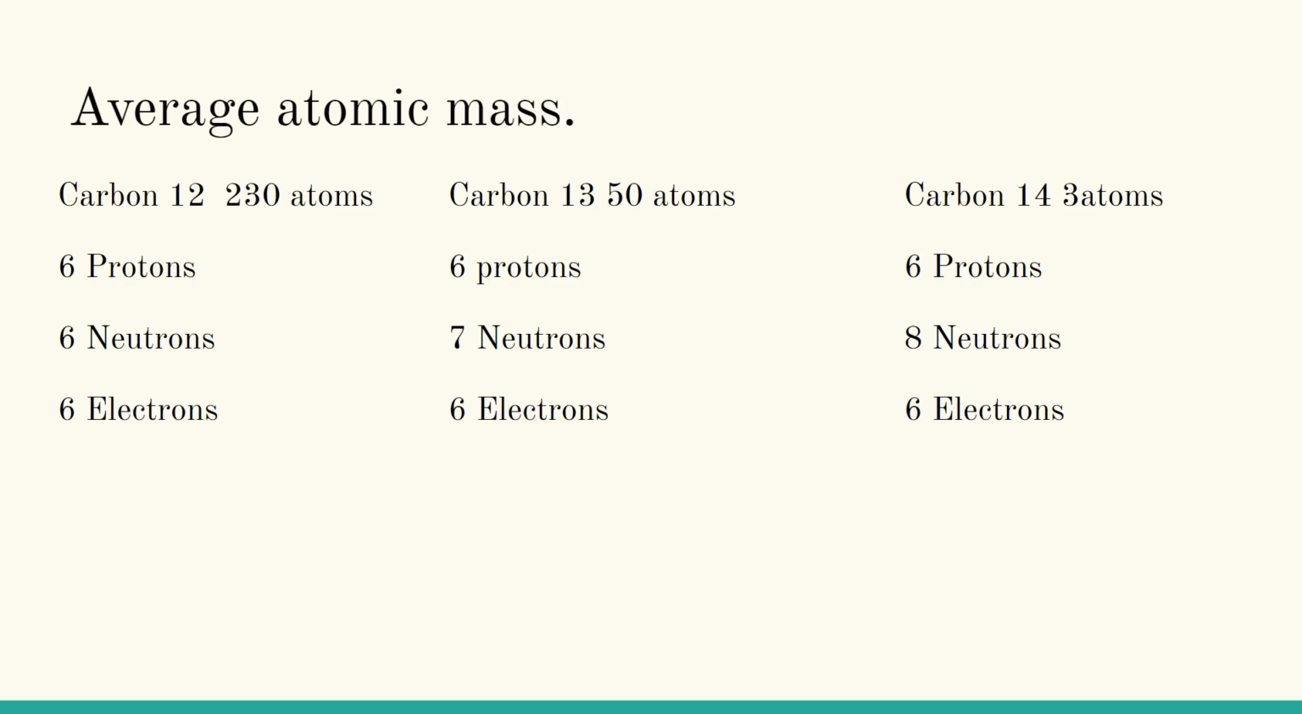To figure out what the percent of each one is, we're going to add up all of our atoms together. So we're going to have 230 plus 50 plus 3, which will give us a total of 283 atoms. We're then going to take our number of atoms of each type, and we're going to divide it by 283. So carbon-12 has 230 divided by 283, and that makes up 81.27% of our sample.